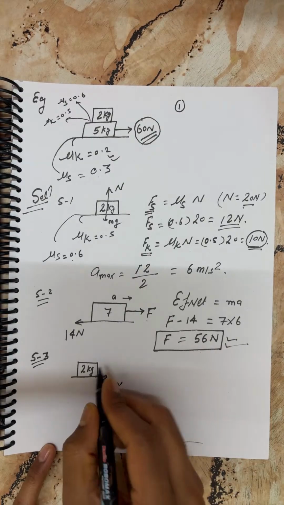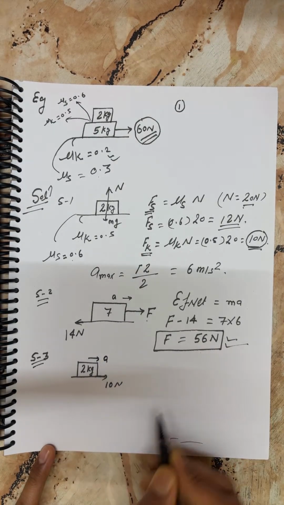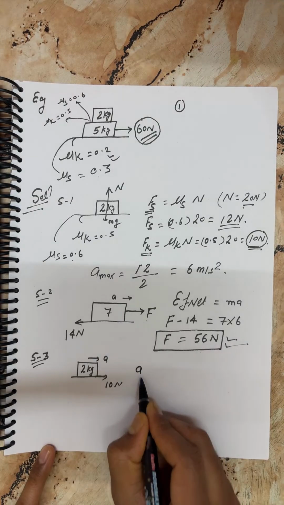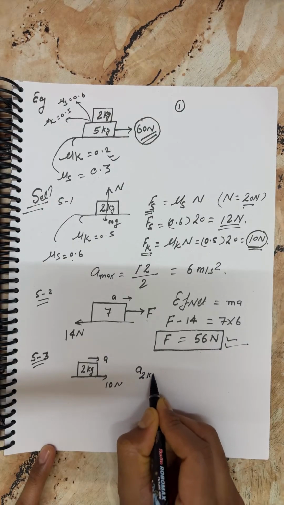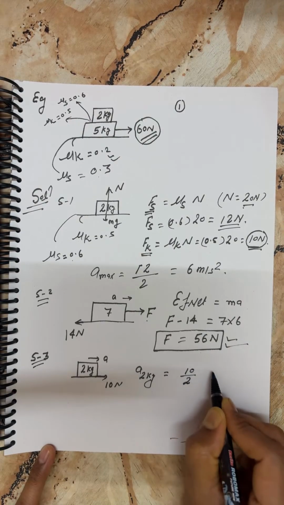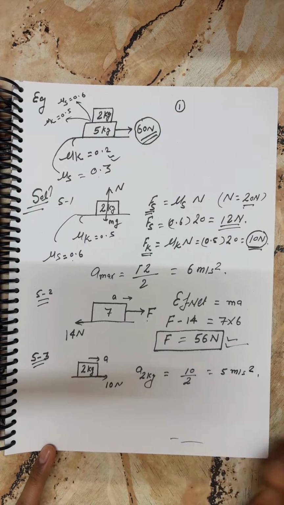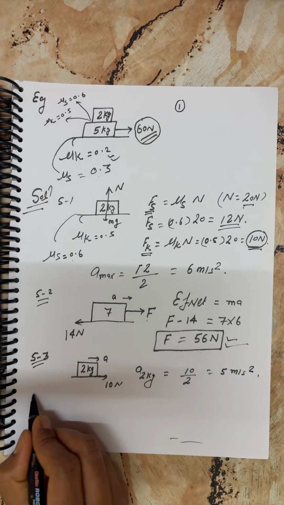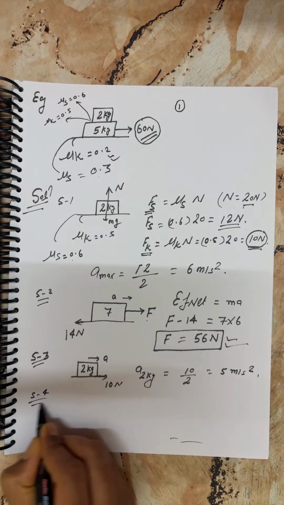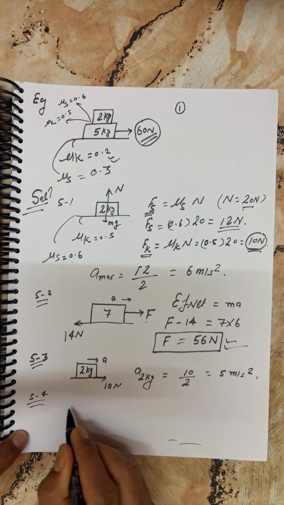This is the 10 Newton here. So students, this is the direction of acceleration of the 2 kilogram block. So here you can write the acceleration of 2 kilogram is equal to force per unit mass, which is 5 meter per second square. Now in step 4, I'm going to find the acceleration of the 5 kilogram block, right?